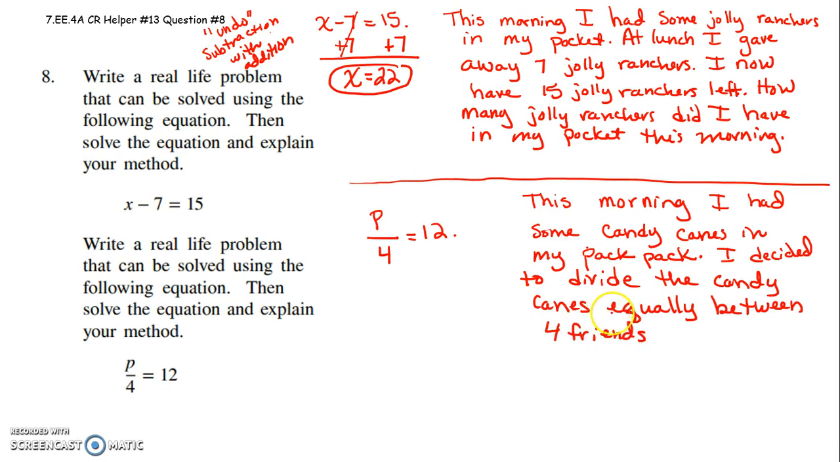So you're going to give away those candy canes, and you're going to give an equal amount to each of your 4 friends, right? Start with some candy canes in your backpack. You're dividing those candy canes equally between 4 of your friends. Each friend got 12 candy canes. How many candy canes were in my backpack this morning?